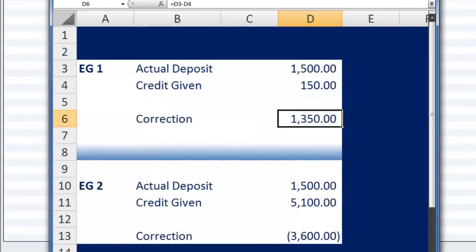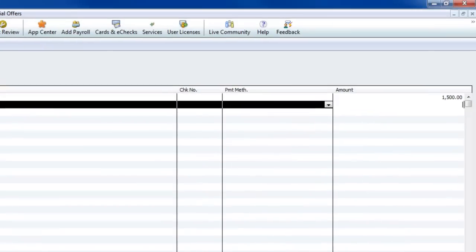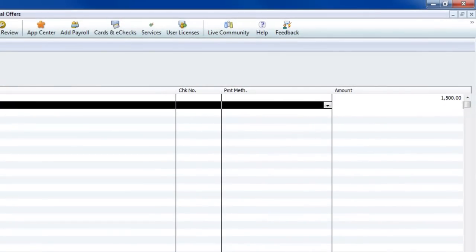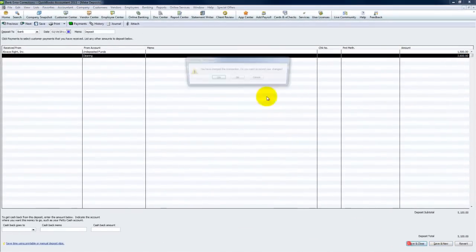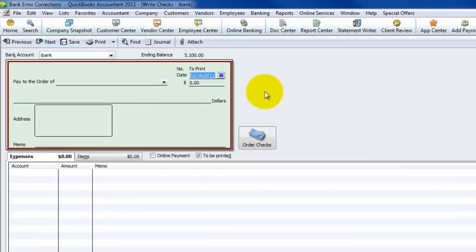So let's take a look at my Excel. This time again, the actual deposit was $1,500. The credit we were given initially was $5,100. So we got an extra $3,600. So same thing, clearing account. $3,600 gets my deposit total to be the $5,100. Save and close. Now this time the bank has to take money away. So what does that look like in QuickBooks? That's a check.